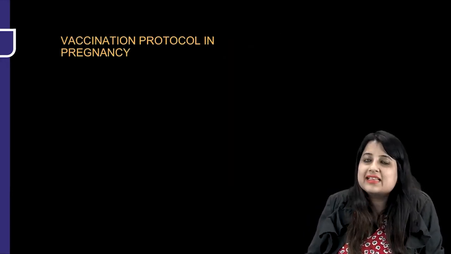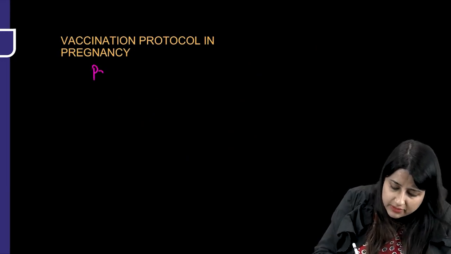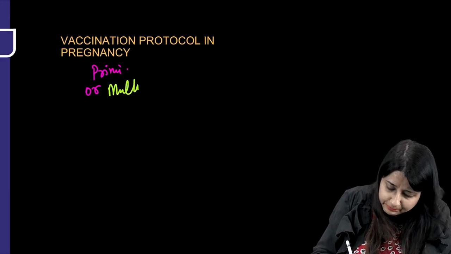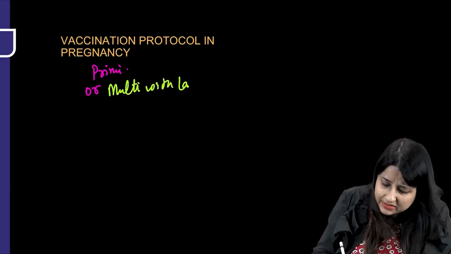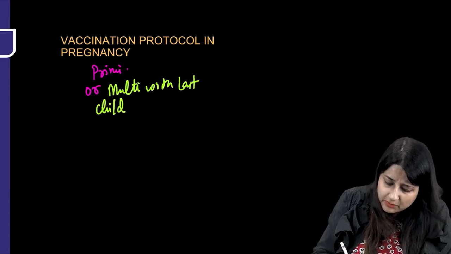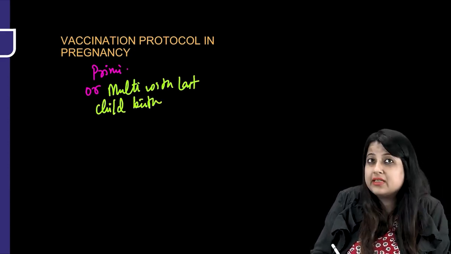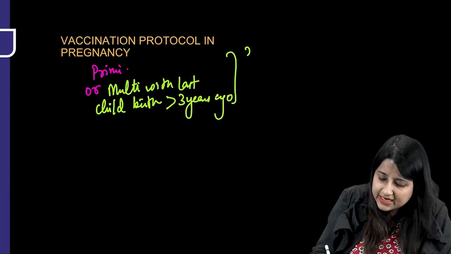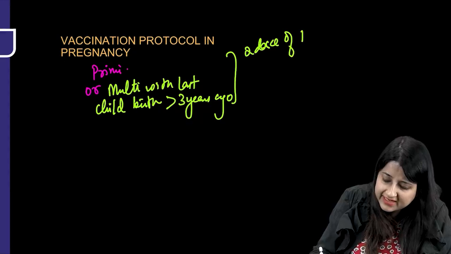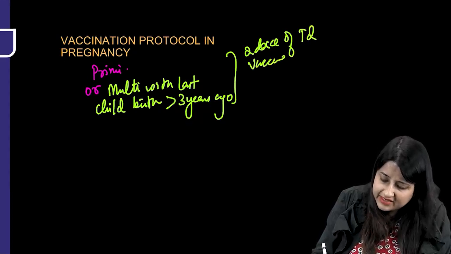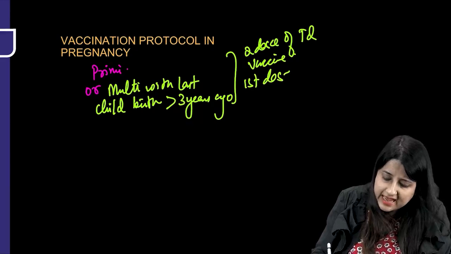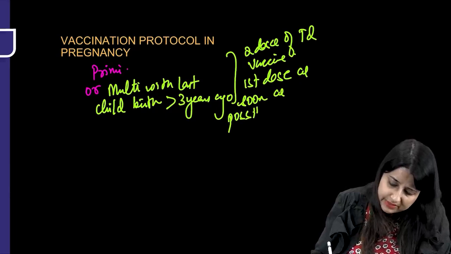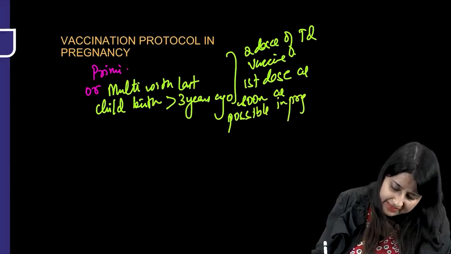All right, what is the vaccination protocol in pregnancy? If a woman is a primary or a multi with last childbirth more than 3 years ago, in that case she has to get 2 doses of TD vaccine. We only give TD vaccine, first dose as soon as possible in pregnancy.